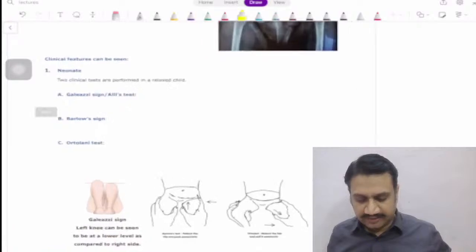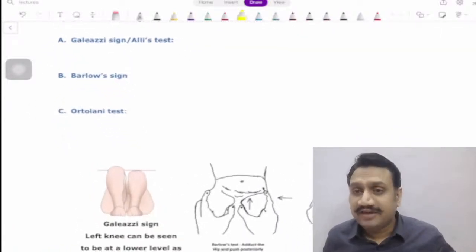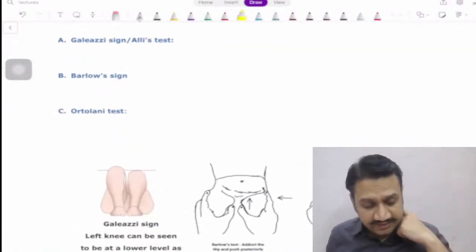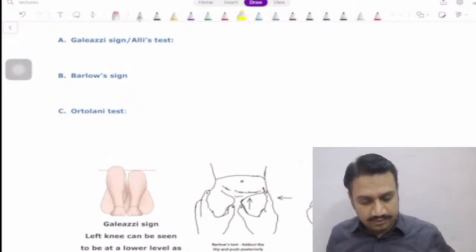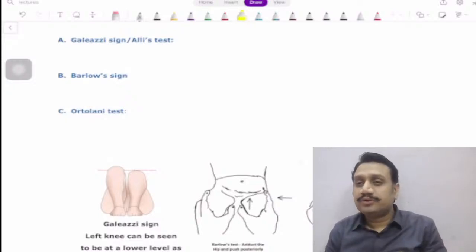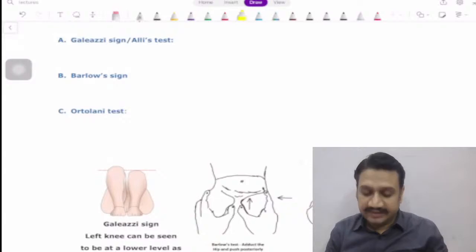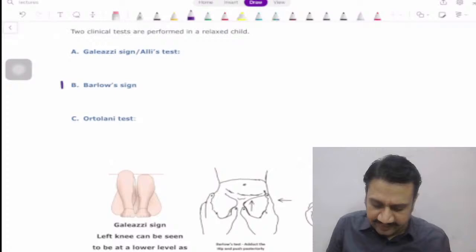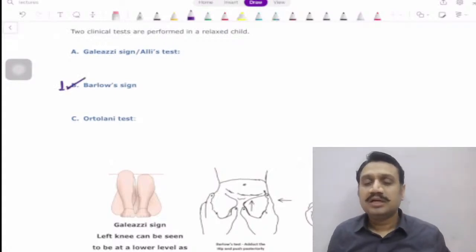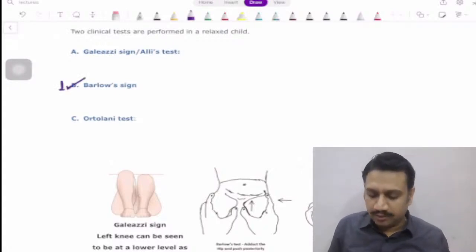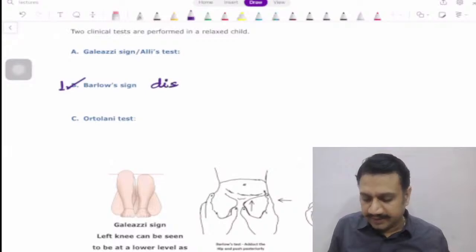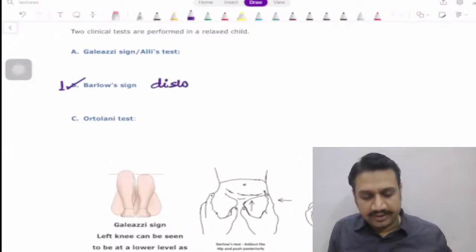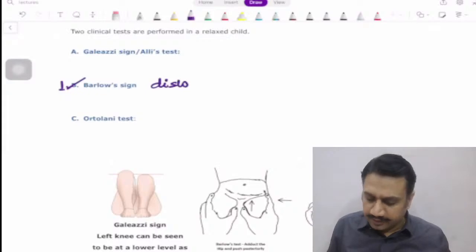All right, so next one, I want you to remember the tests of CDH, right? The DDH. When you talk about the CDH or DDH, the very first test to be done is Barlow's. Number 1 test in any newborn baby is Barlow's. Barlow's test is all about dislocating the hip.